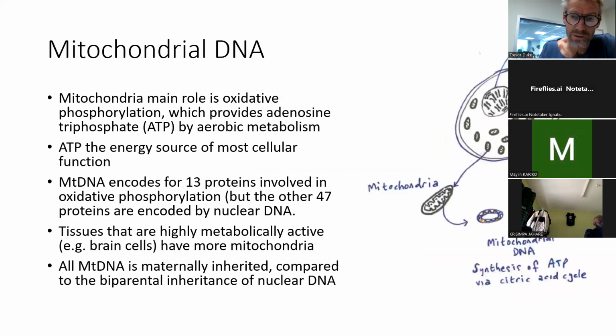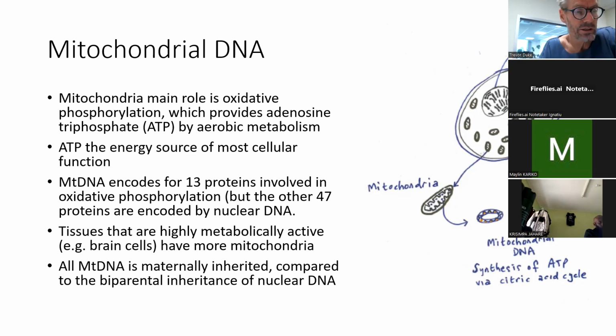As I said, the mitochondria plays an important role in providing energy for all organs, and it provides a source of adenosine triphosphate, ATP, for aerobic metabolism. And ATP is the source of most of our cellular energy function. But remember, I said there was only 37 genes that code for 13 proteins in mitochondrial DNA, but these tissues are highly metabolically active, and in certain organs within the body we have more mitochondria. So in highly metabolically active cells, like brain cells, we have more mitochondria.